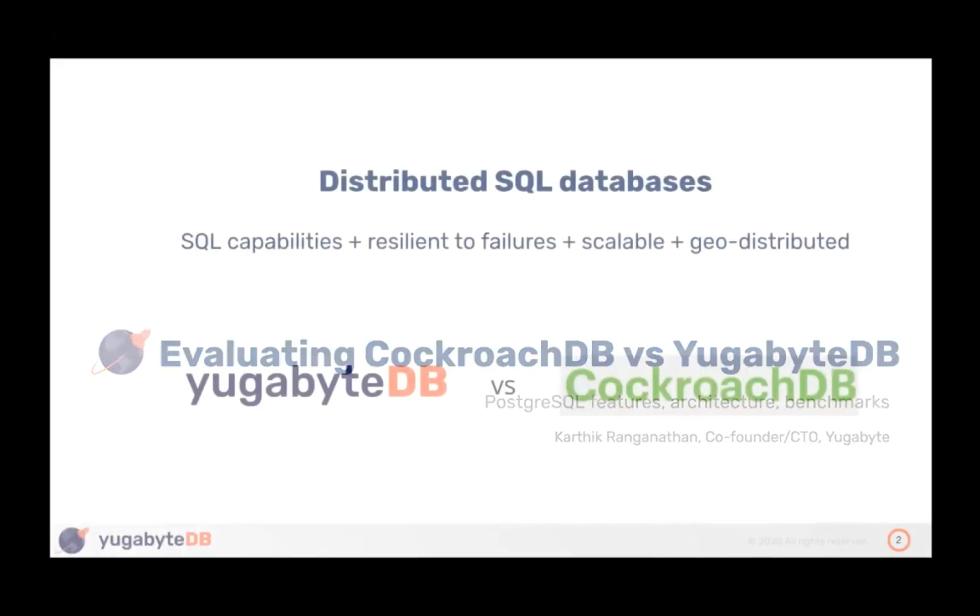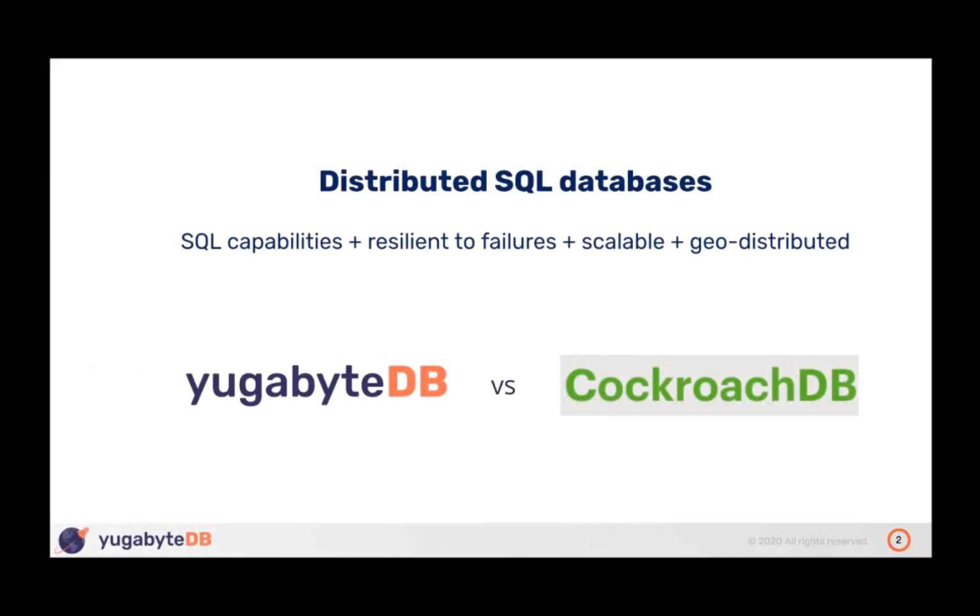So first off, a little bit of context. Cockroach and Yugabyte are both distributed SQL databases. And so that brings up the question, what is a distributed SQL database? A distributed SQL database is one that supports SQL capabilities, and like any database, how much it supports in terms of SQL capabilities depends on the database.